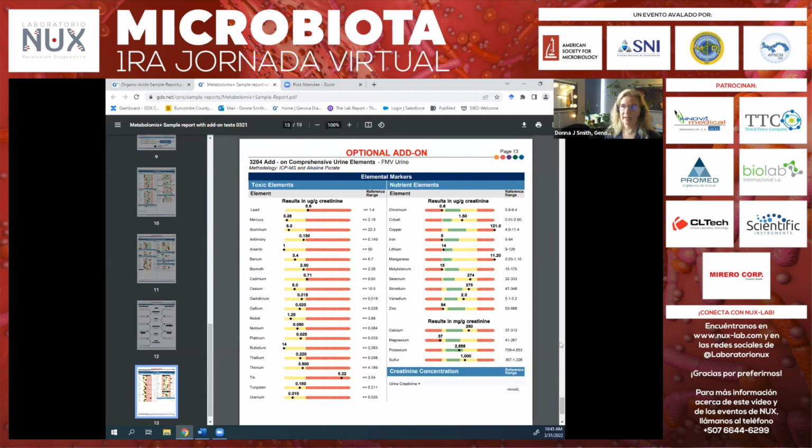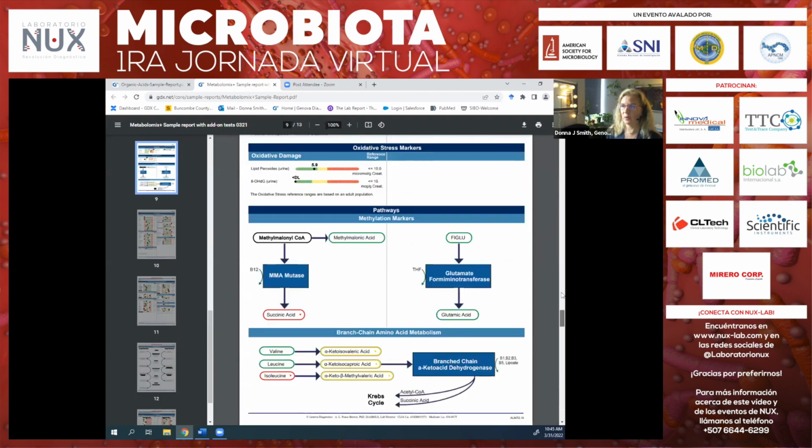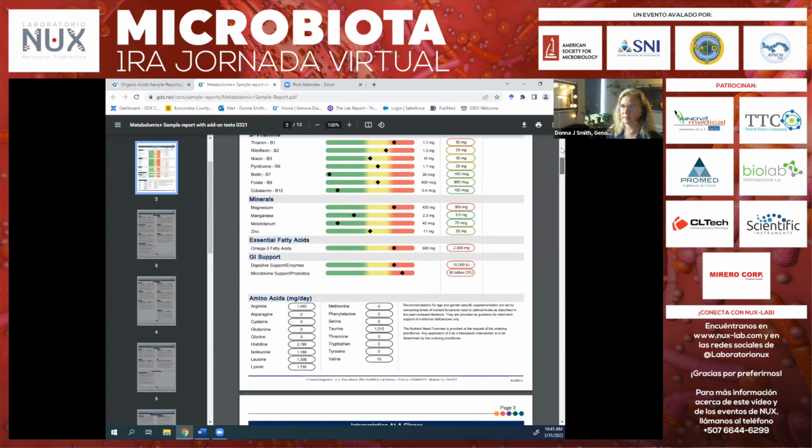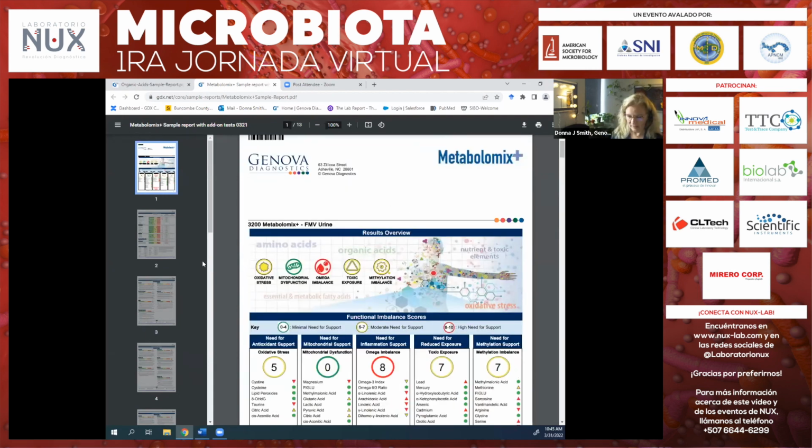So this again is detected in urine from the first morning void. This would be an indication of recent exposure to toxic elements. We look at all these different toxic elements, and then we also have nutrient elements that we assess here as well in the first morning void. So that's a look at one of our more comprehensive nutritional assessments, called our Metabolomics Plus report. And again, Genova offers extensive support materials for all of our reports, referenced with citations.